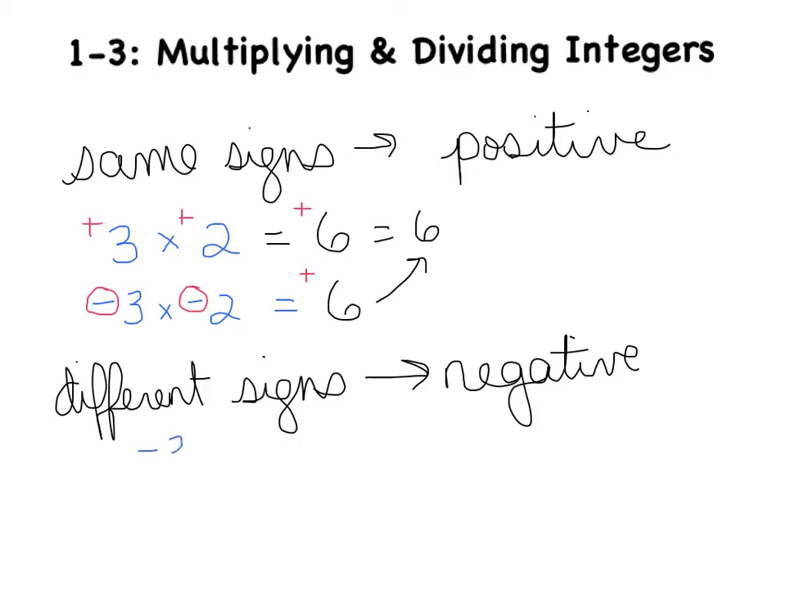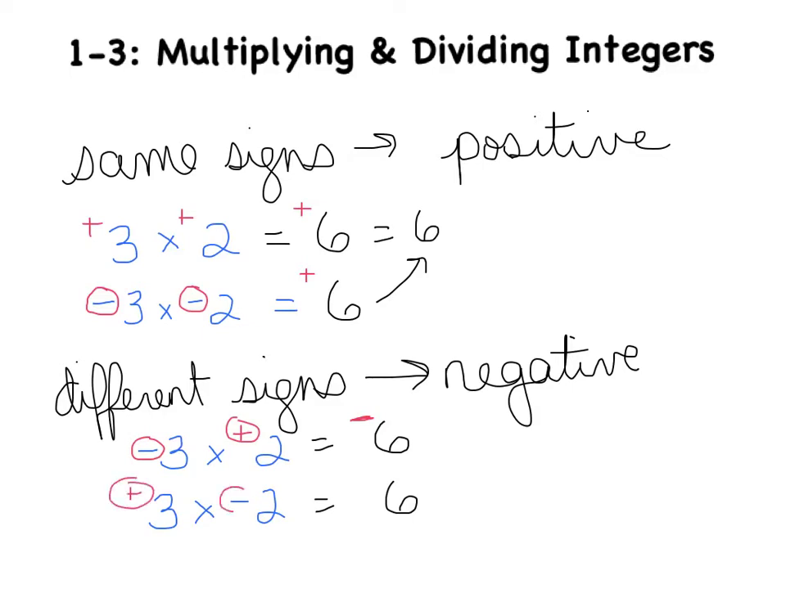Let's say I had negative 3 times 2. So for emphasis, negative 3 times a positive 2. 3 times 2 is going to give me 6, but because I have a negative and one positive, a negative times a positive gives me an answer of a negative. Then similarly, if I have 3 times negative 2, 3 times 2 is going to give me 6 once again, but because I've got a positive times a negative, my answer will also be negative.